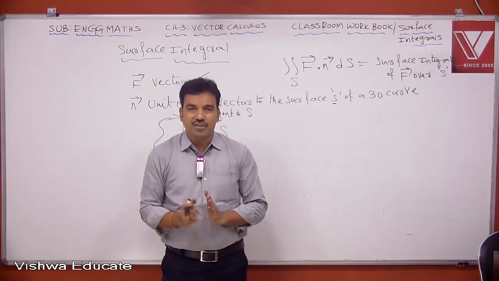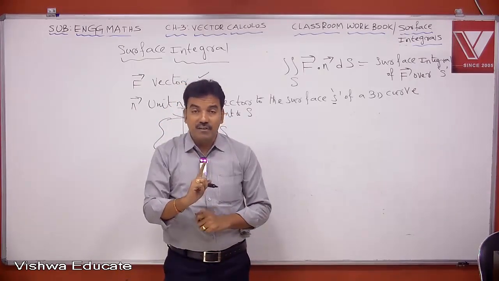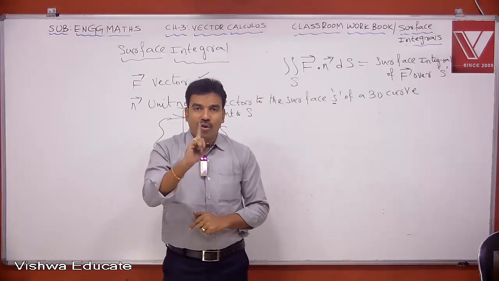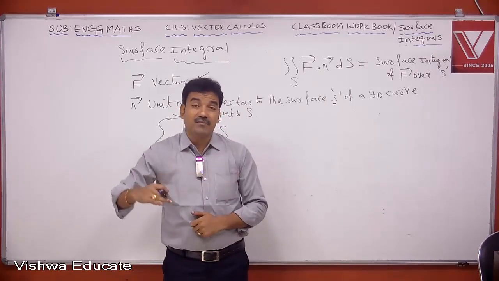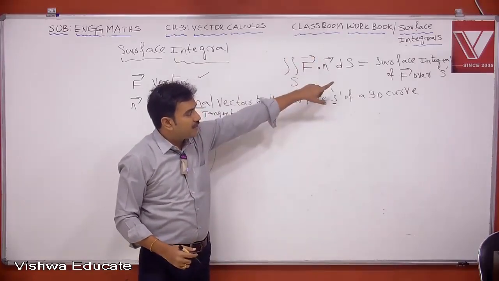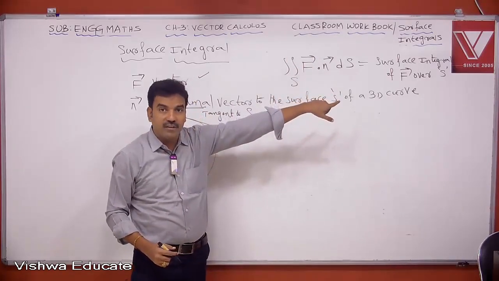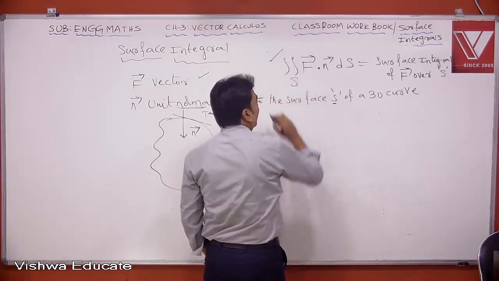Suppose I have a 3D cube. Draw one perpendicular unit vector. Unit vector means length is 1. So draw one perpendicular vector whose length is 1, normal to the surface of the 3D curve. In that case, this defines a surface integral of f bar over the surface S. Now let us see how to evaluate this double integral.